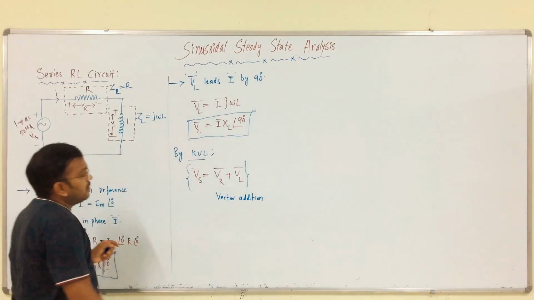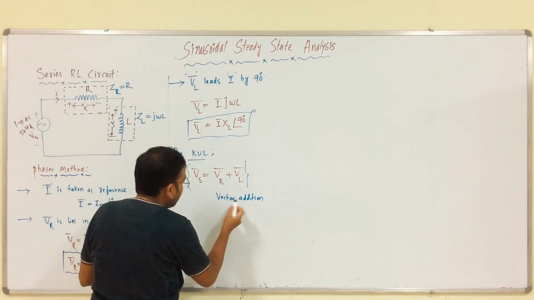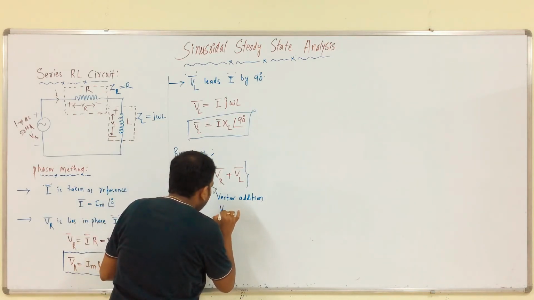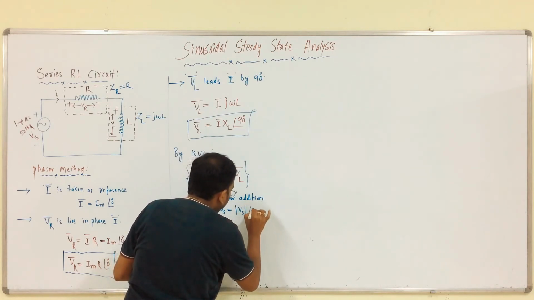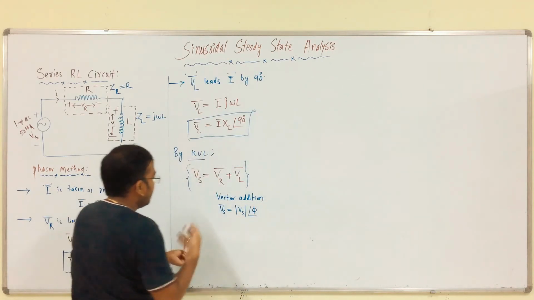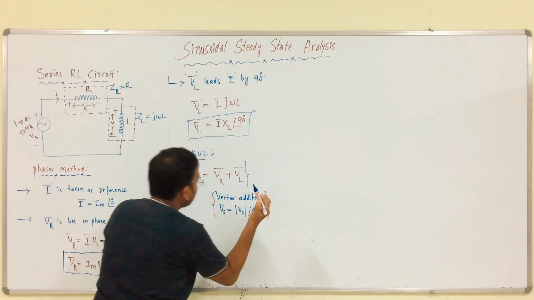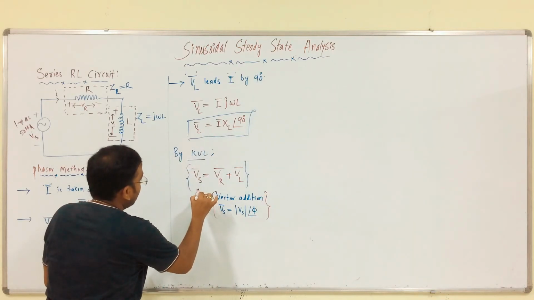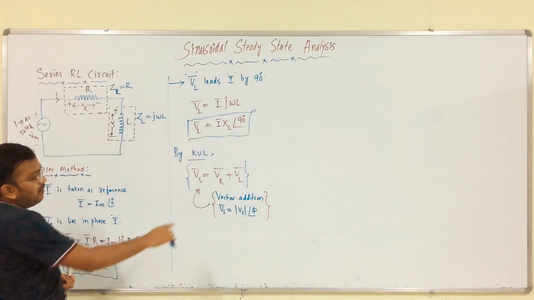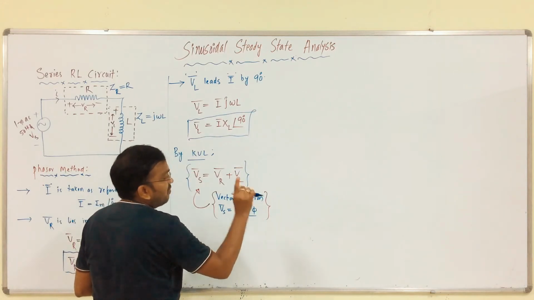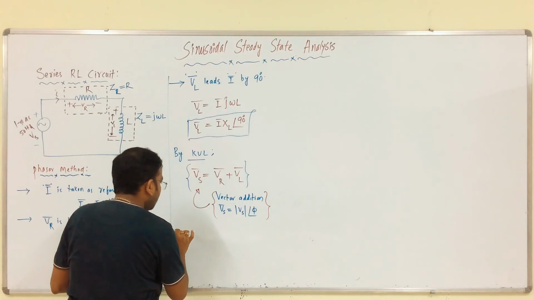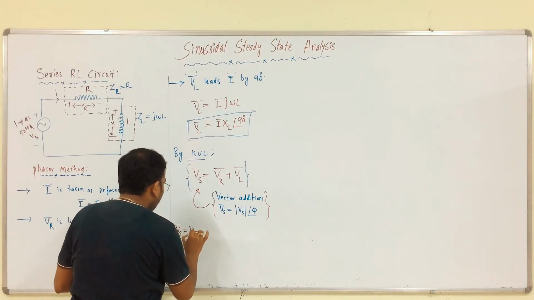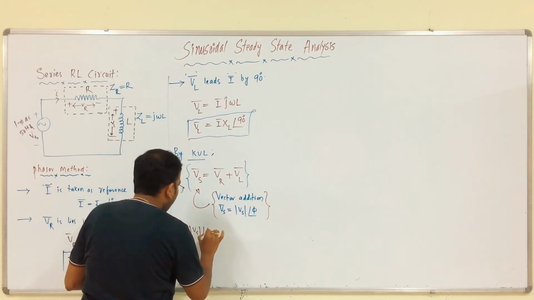Okay. Vector addition means what? Vs should be equal to mod Vs at an angle phi. That is the meaning. Clear? Vector addition means what? This is vector addition only. That is why Vs equals mod Vs at an angle phi. So, from this, what is the value of mod Vs?